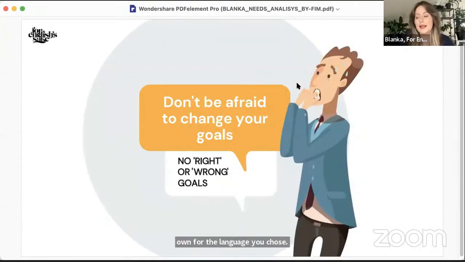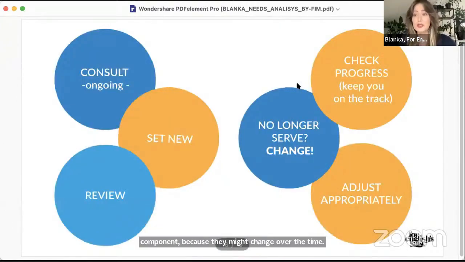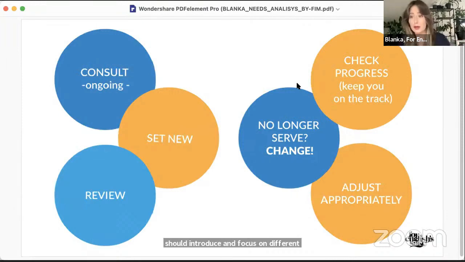Not having this fear of changing goals is a crucial component, because they might change over time. They might change because you, as an educator, spotted that something's not working. We should change the approach. Maybe it's worth introducing another method. Maybe we should introduce and focus on different systems, different sub-skills in language.